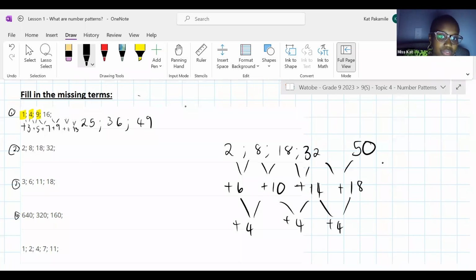Okay, ma'am. So in order to get from 3 to 6, you add 3. And then if you want to get from 6 to 11, you add 5. So the difference can be odd numbers. There we go. Because from 11 to 18, we added 7. So then what do we add next? You add 9, which will give you 27. And then we add 11, which will give you 38, and so on and so forth. Beautiful.